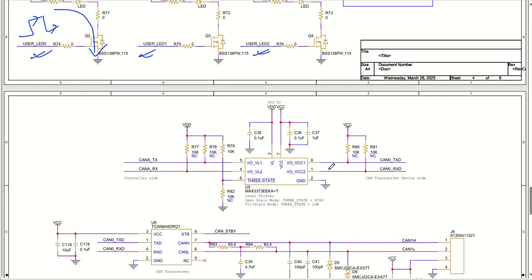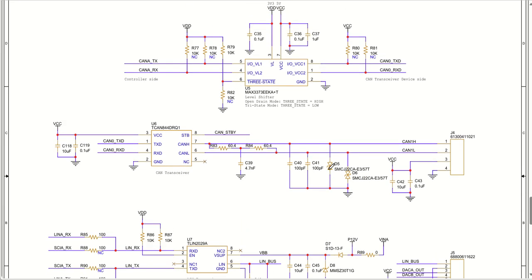Coming to the next part of the circuit, we have a CAN transceiver and a LIN transceiver. The CAN signal is coming from the microcontroller, the controller side. Then we have a voltage translator. This voltage translator converts the incoming 3.3 volt signal to an outgoing 5 volt level signal. So we have converted 3.3 volt to 5 volt level, and then this is the CAN transceiver IC that has been used.